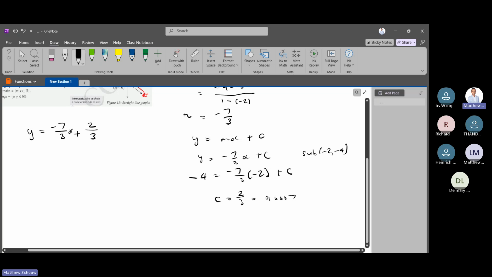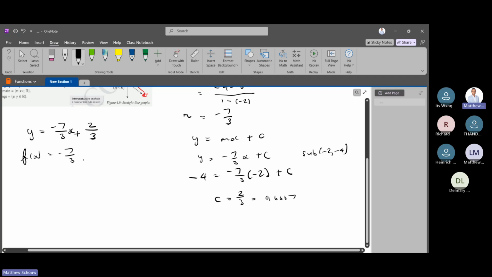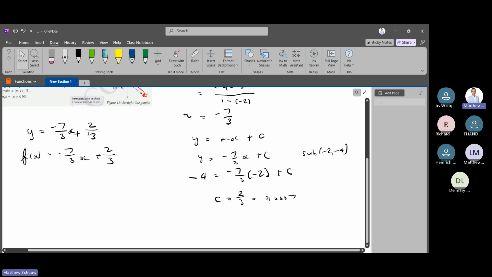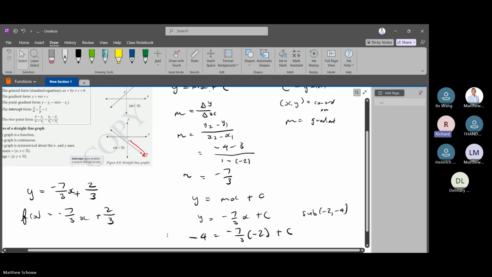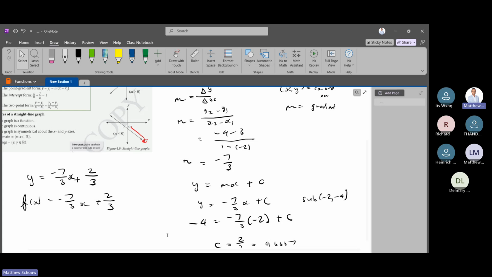So there's an x here. Or we can write it as f of x equals -7/3 x plus 2/3. Everyone get that? Yes, sir. And the c is always where it cuts the y-axis. I'm going to get to that now, don't worry.